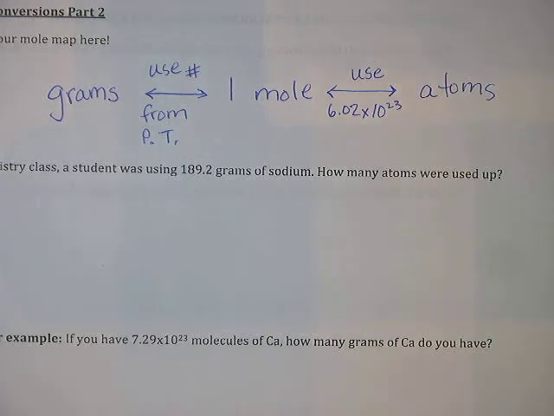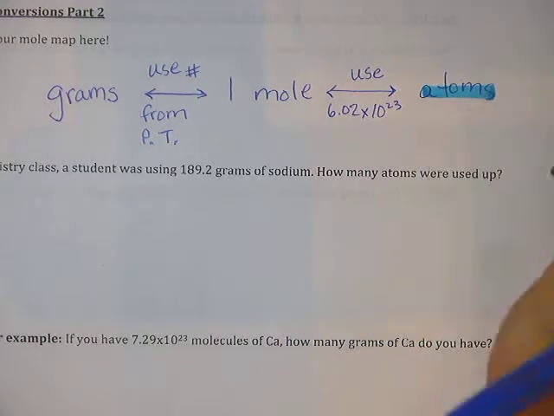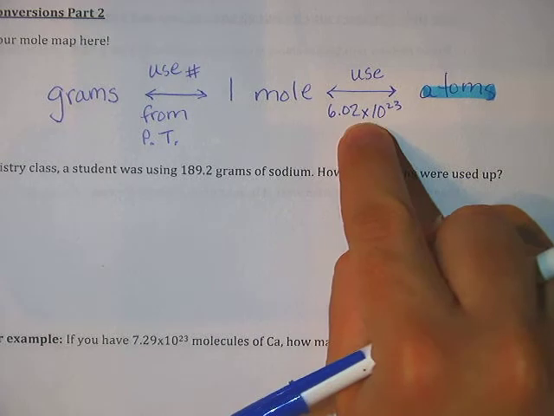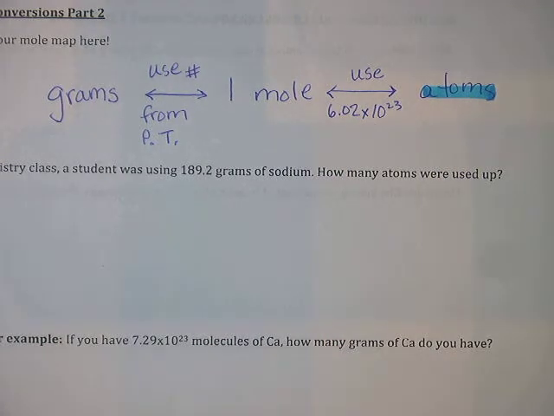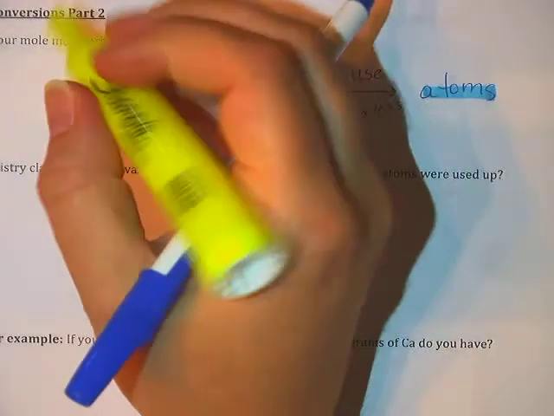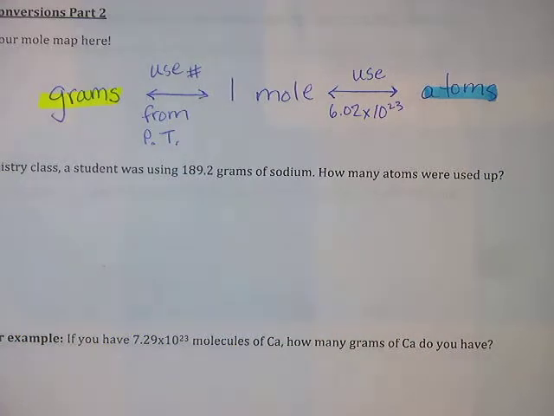The memory trick we use for that is knowing that atoms are blue, and when it's blue, you use 6.02. It rhymes. When it's blue, use 6.02 times 10 to the 23rd. We also know that grams are yellow, golden grams, like on the periodic table.